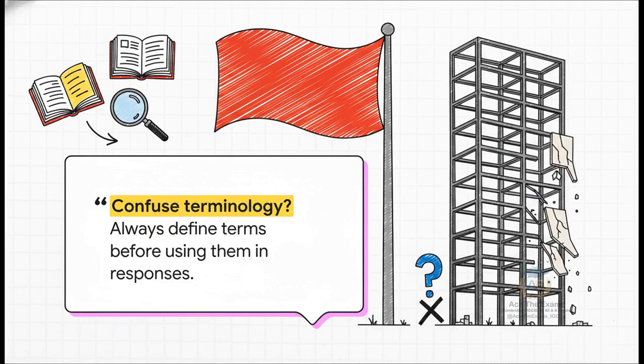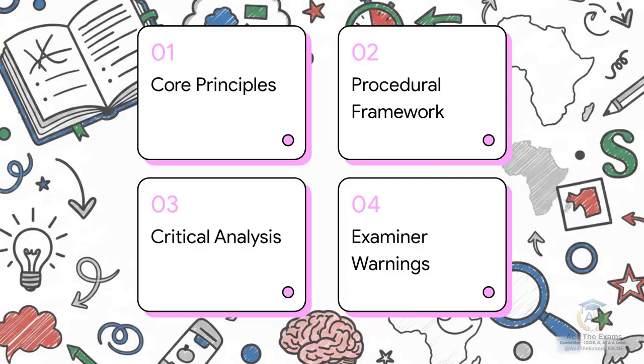You simply cannot afford to use terms loosely. You absolutely must define your terms clearly before you deploy them in your extended responses. Doing this establishes your authority right out of the gate. So, to demystify the grading rubric and get our blueprint ready, here is our logical schematic for today. First, core assessment principles. Second, the procedural framework. Third, critical analysis. And finally, the top examiner warnings.